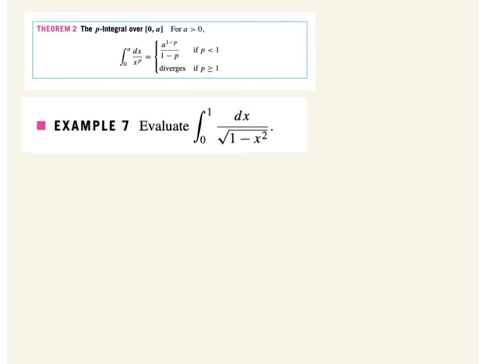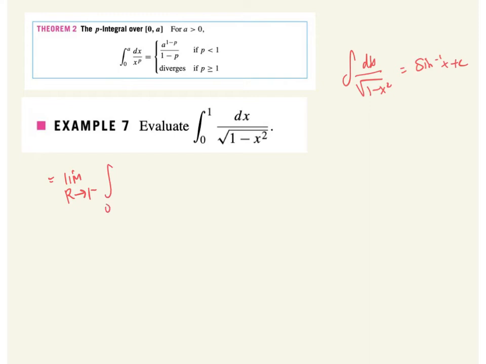Okay. So theorem 2 now, the p integral over 0 to a versus the 0 to infinity. Similar idea, but not the same result, so use caution here. So if p is less than 1 now, we have that result. If p is greater than 1, it diverges. So let's take a look at this example, remembering that the integral of dx over square root 1 minus x squared is equal to sine inverse. Let's see. So this integral is equivalent to the limit as r approaches 1 from the left, right, because 1 is what would not be allowed in this.